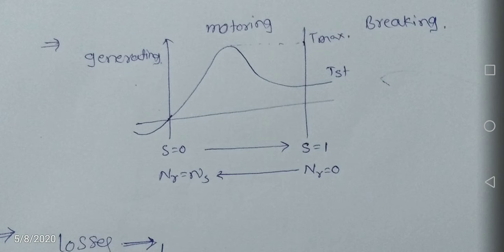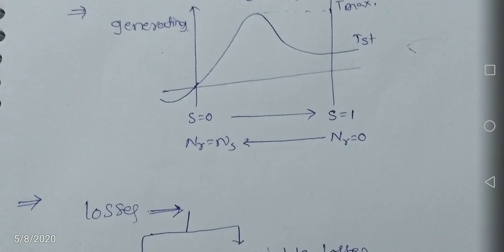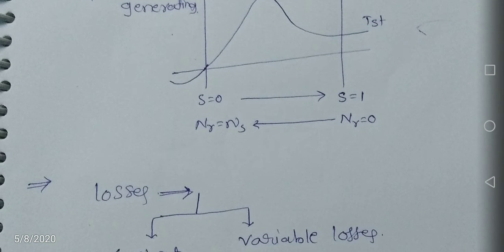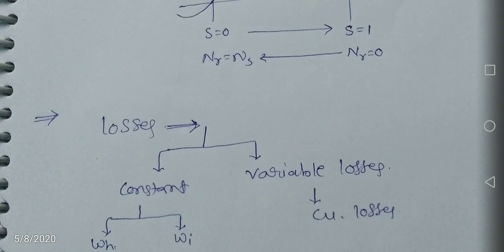So when slips are negative, then the machine is operating at generating mode. When slips are greater than 1, then braking mode. Slips between 0 to 1, motoring mode.